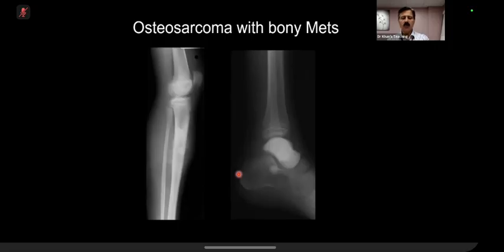Osteosarcomas can have metastasis within the bones. There is a bit of discrepancy in literature. Some people use the word multifocal osteosarcoma, and the second concept is osteosarcoma which has metastasized to multiple bones. And this is an example where this was the primary lesion, and you can see metastasis in other bones.